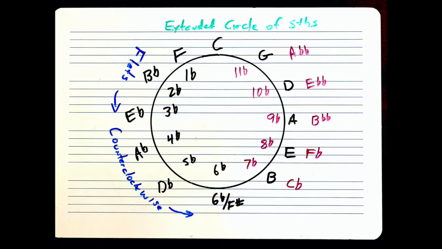Could we keep going? Yes. Could we go to 12 flats, 13 flats, 14 flats? Yes, we could. Could we go to a key such as a quadruple flat major? Yes, we could. Do those keys exist? No, they're completely imaginary. No one in their right mind would ever try to play something in a quadruple flat. So is your head hurting? Have I blown your mind yet? Question?